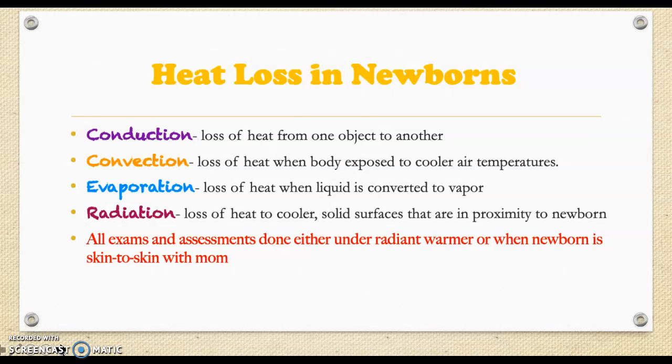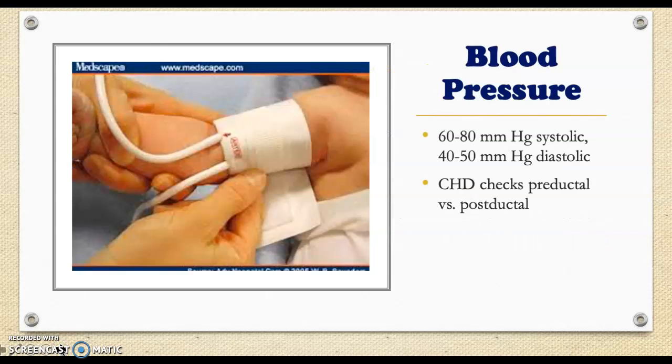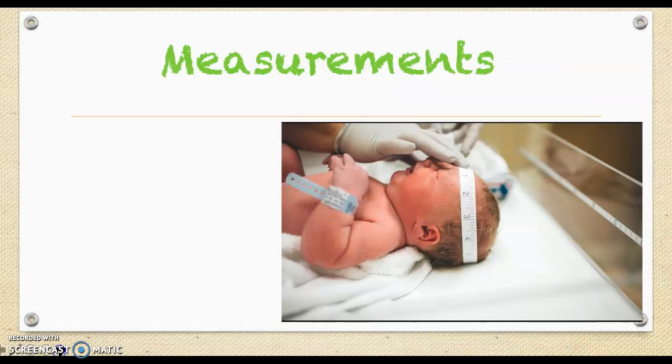Alright, so all exams and assessments are either done with mom skin to skin or under a radiant warmer to protect that baby. And then if we need to, we're going to rewarm them very slowly. It has to happen not quickly because you can cause respiratory distress if you warm them too quickly, or other kinds of complications. So blood pressure, we're not going to go into too much here because it's not for term normal babies. That's more NICU nursing. And then we'll talk about the CHD later. I have a slide about that.